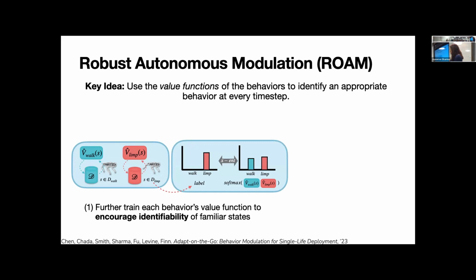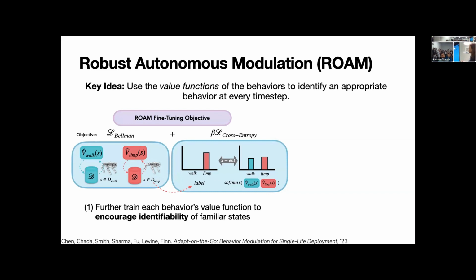So for example, if you draw a state from the replay buffer of limping, then the value function for limping should be higher on that state than the value function for walking. And so you can add a cross entropy loss to encourage the softmax distribution over values to match whether or not the state came from the corresponding behavior replay buffer. And so it ends up with a pretty simple objective. You keep on fine-tuning on your offline skill data with Bellman error, but also add in this cross entropy term to predict which behavior a given state came from.